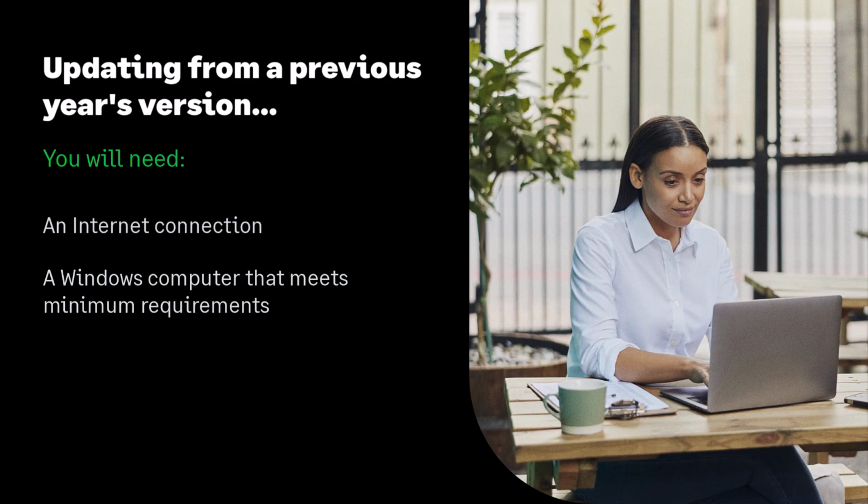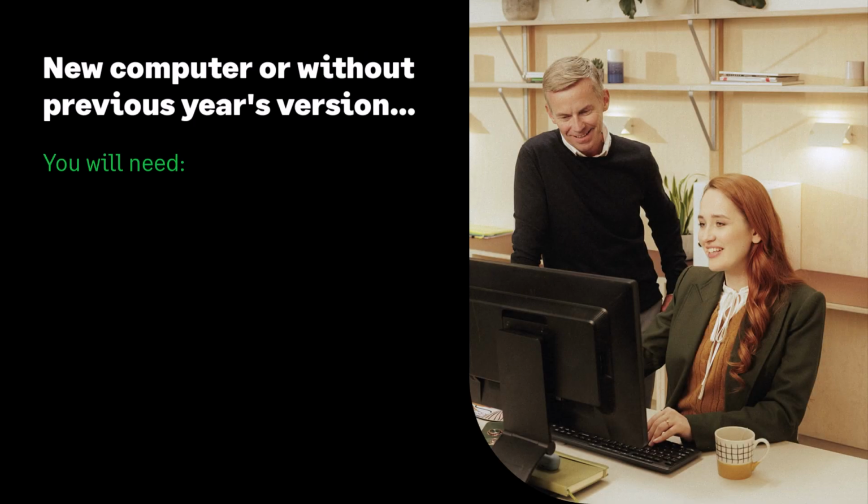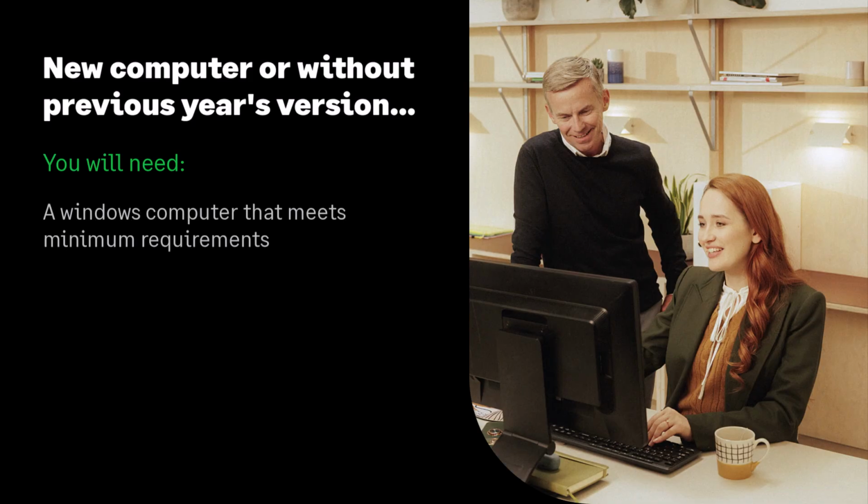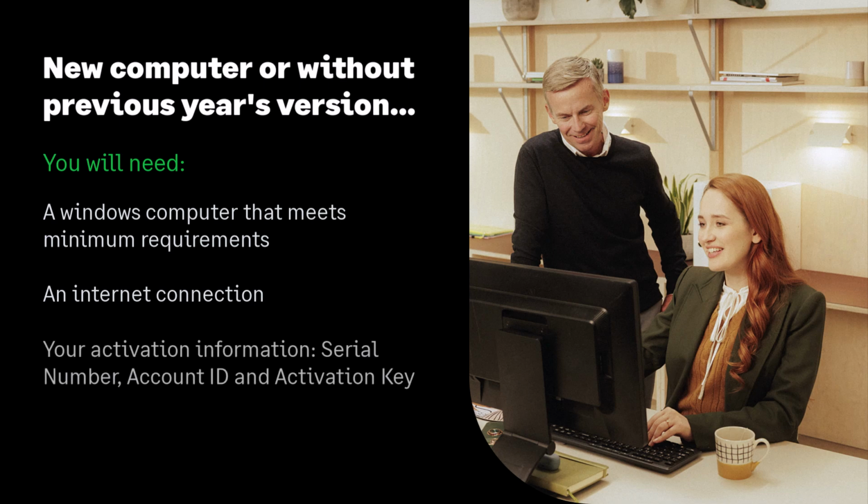If you're installing Sage 50 on a new computer or one without a previous year's version installed, you'll need a Windows computer that meets the current Sage 50 system requirements, an internet connection, and your activation information, including your serial number, account ID, and activation key. Sage typically sends your activation information by email.